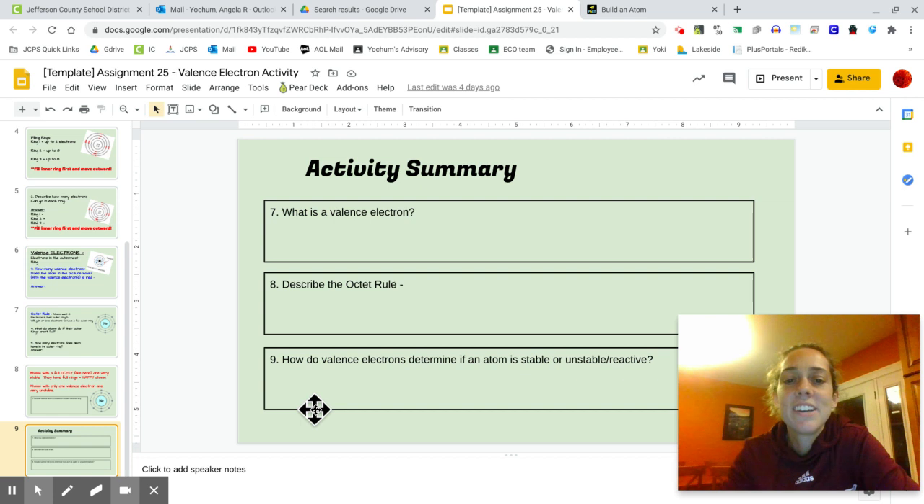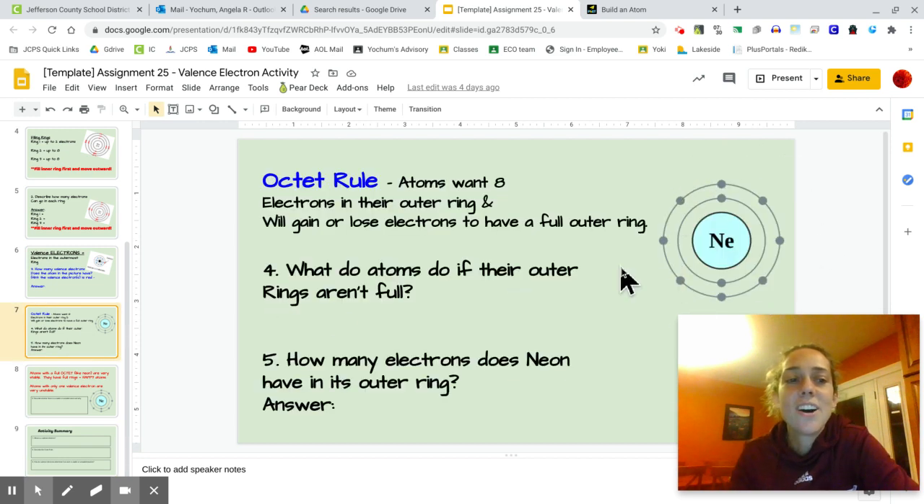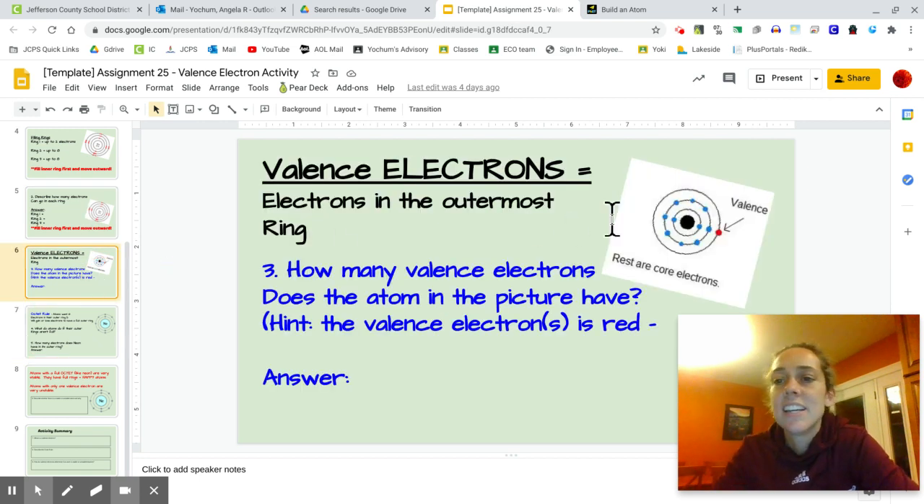And then lastly, how do valence electrons determine if an atom is stable or unstable, reactive? Okay, if you'll recall, when we go back here, neon is very stable because it has its octet. An atom like this is very unstable because it only has 1 outer electron. As we'll get to learn later, atoms will do what's easiest. They want to fill up this outer ring, so they have a choice. They're not really alive, but we say they have a choice. They could steal 7 electrons to fill up this outer ring, which would be a lot of work, or they could give up this electron right here.